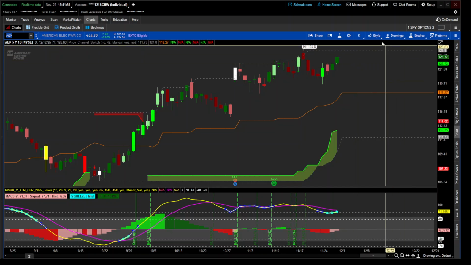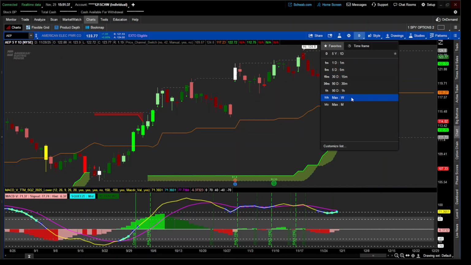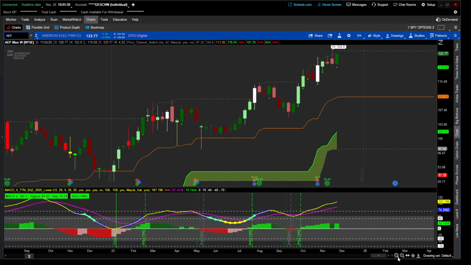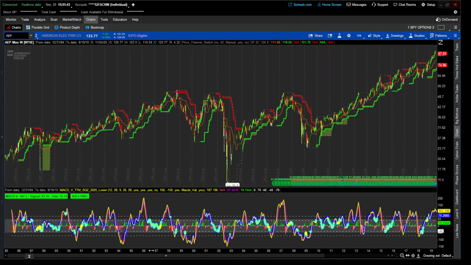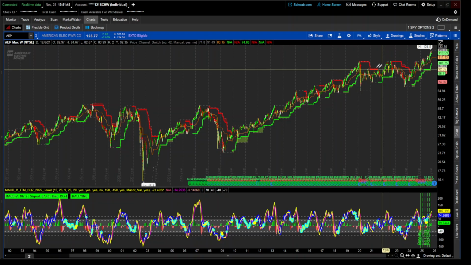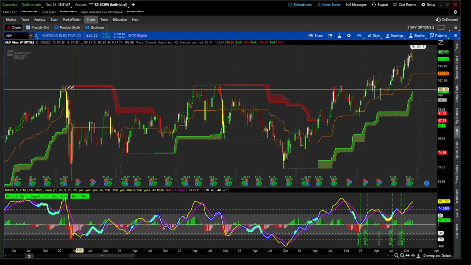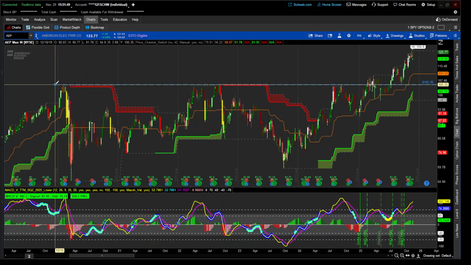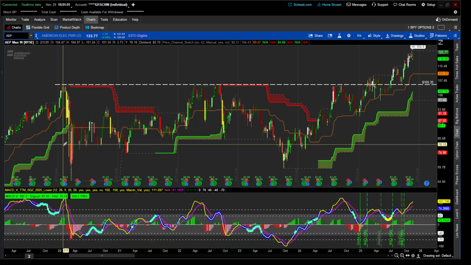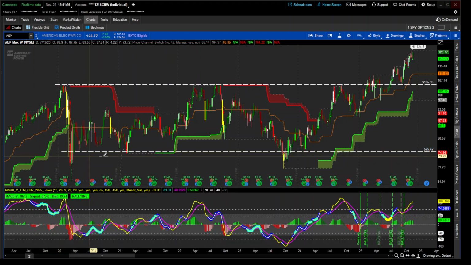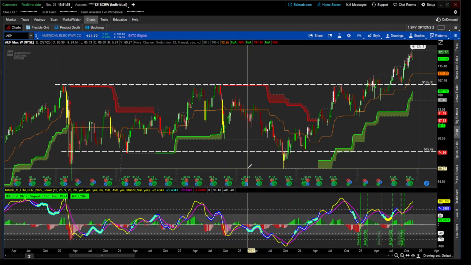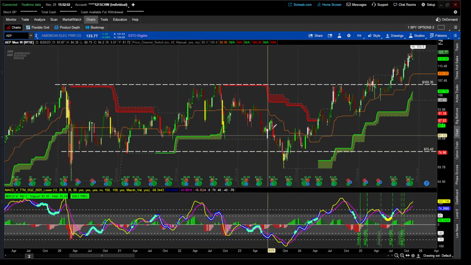So if I were to change this over to, let's say, the weekly, has it seen these levels before? Has not seen these levels before. So just like I've heard from a lot of different traders, it's in blue sky territory. Or you can actually go down low, but I like this range here for this stock.